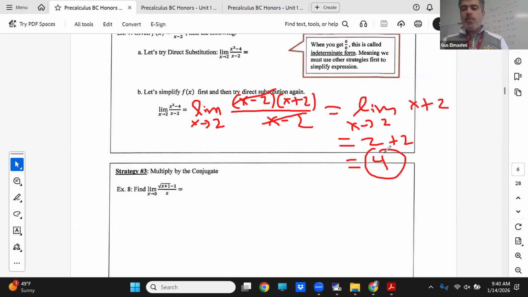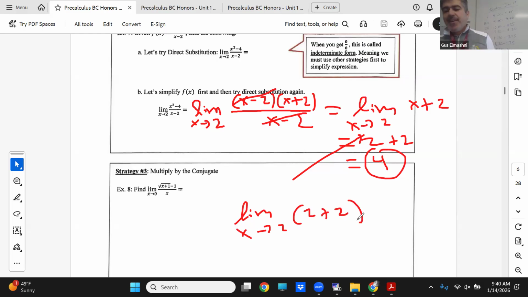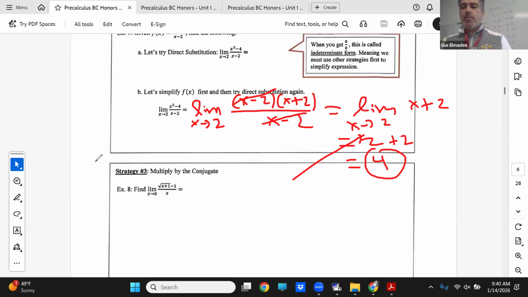Like if you wrote over here the limit as x approaches 2 of 2 plus 2, I wouldn't hold that against you. It's just redundant. It's not necessary, because there's no more x anymore. Once you've plugged in for x, you're done. Okay, so hopefully we're okay on the formality of it.